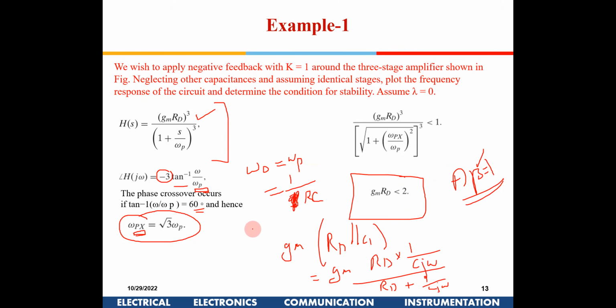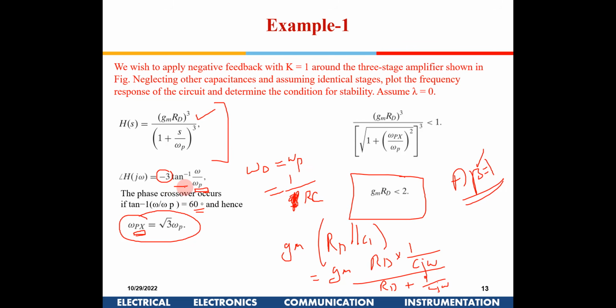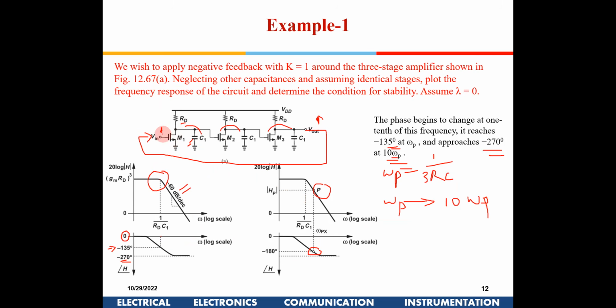Sir, how do we plot the frequency response of the circuit and determine the condition for stability? No, we need to write the gain equation. What do we need to plot here actually? No, we have to find out when the signal moves from here to here and comes back, what would be the total phase shift.